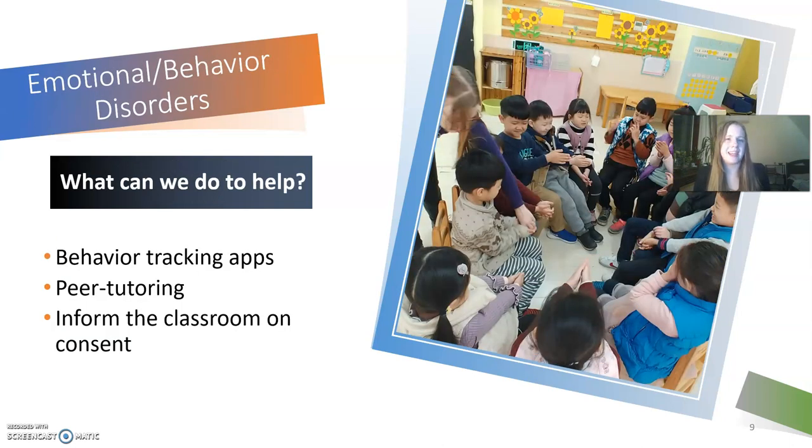There are behavioral tracking apps which you can use to write out what they have done, what triggers them, what they are doing throughout the day, and that can help them really visualize and understand what's going on. Inform the classroom on consent. Let the children around the child who has the behavioral difference be the ones that say, hey, I'm not comfortable with you speaking to me that way.